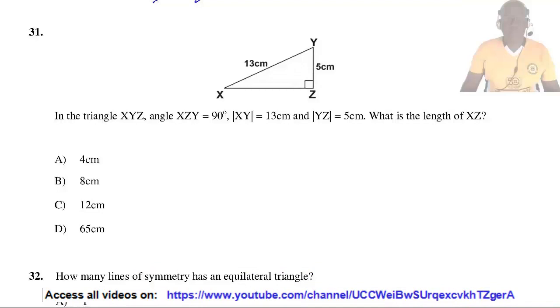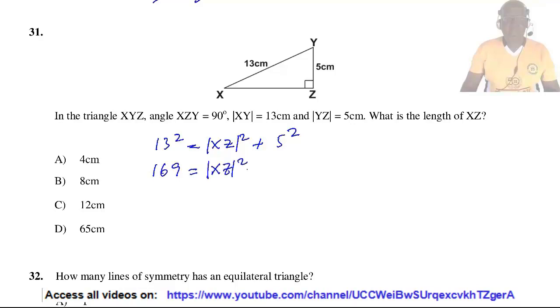Question 31. In the triangle SYZ, angle SZY equals 90 degrees. Magnitude of SY equals 13 centimeters, and magnitude of YZ equals 5 centimeters. What is the length of SZ? The triangle is a right-angled triangle. Therefore, from Pythagoras' theorem, the square of the hypotenuse, that is 13 squared, equals the sum of the squares of the other two sides, that is SZ squared plus 5 squared. 13 squared equals 169.